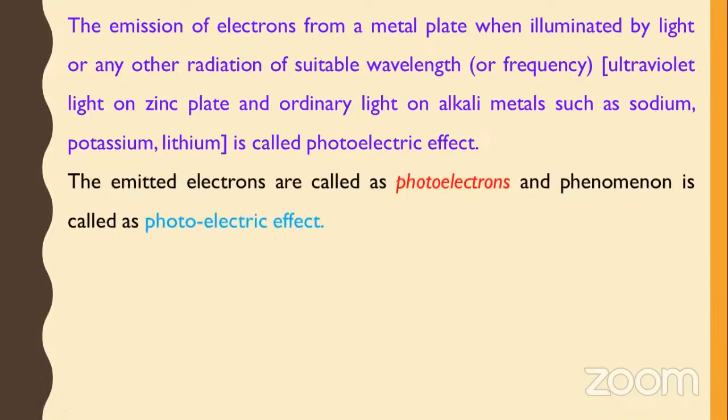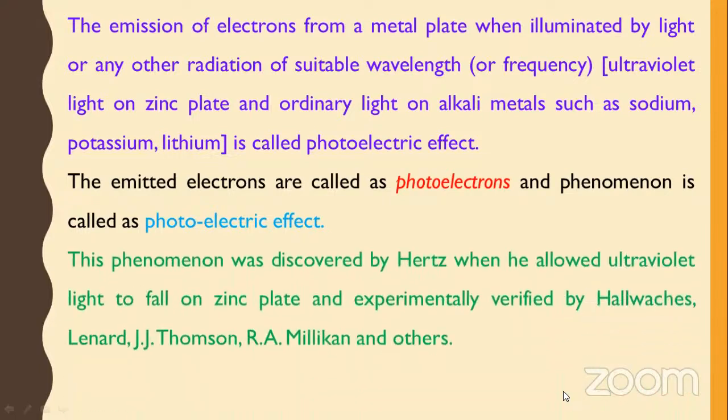Simply, the emitted electrons you can call photoelectrons, and the entire phenomenon you can call the photoelectric effect. So who discovered this? Hertz. He allowed ultraviolet light to fall on a zinc plate. This is an alkali metal. It was experimentally verified by Hallwachs, Lenard, J.J. Thomson, R.A. Millikan, and others.